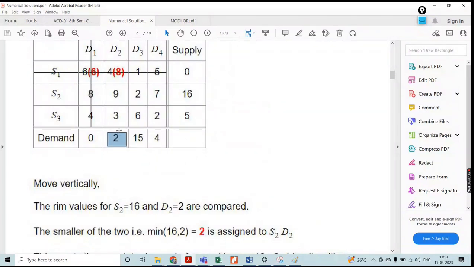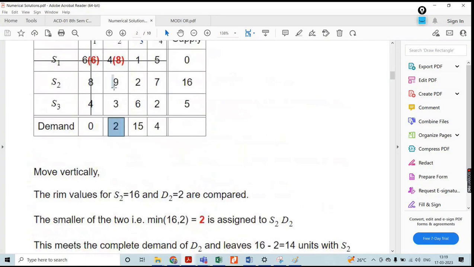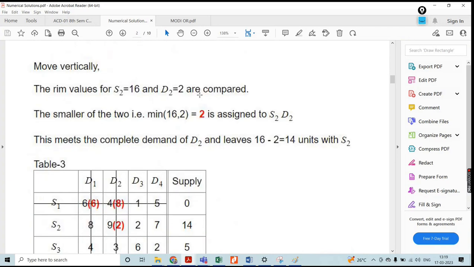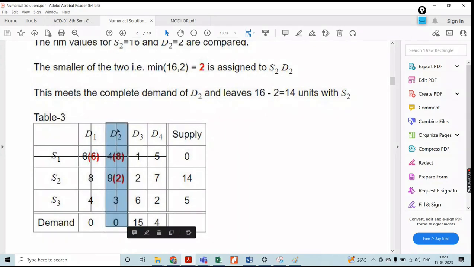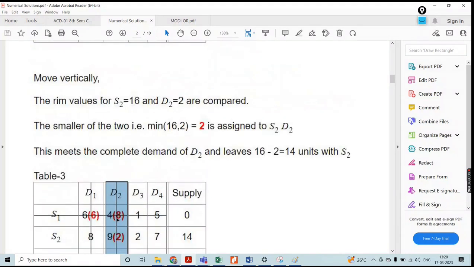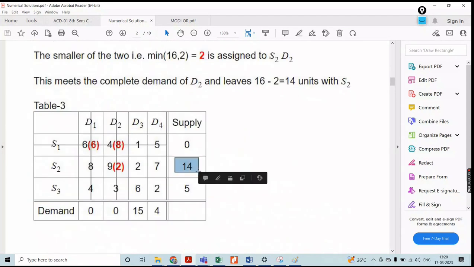16, 2. Okay, for this reason, I'm going to allocate with respect to the 9, 2 quantities. Here it is 2, I'm going to allocate with respect to the 9. Remaining how much? 14. So if this demand becomes 0, then you have to delete this D2 S2. Now this complete column is deleted. Now this also becomes 0. How many did you allocate? 2 quantities you allocated. Then 16 minus 2 is how much? 14.